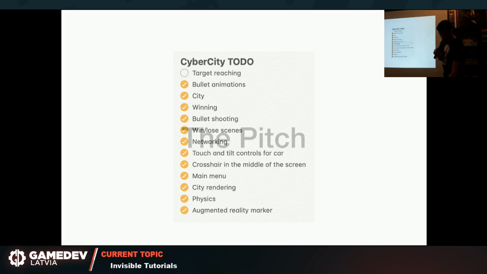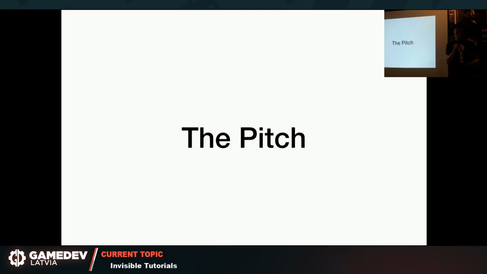The next thing is the pitch. What you have to include in the pitch: tell about your team. Don't underestimate the pitch. This is the only thing that the jury will actually take into account. If your pitch is bad, you will definitely lose, even if your game is pretty okay. If your game is really, really, really good and the pitch is really, really bad, you still have a chance to win, but don't do that.